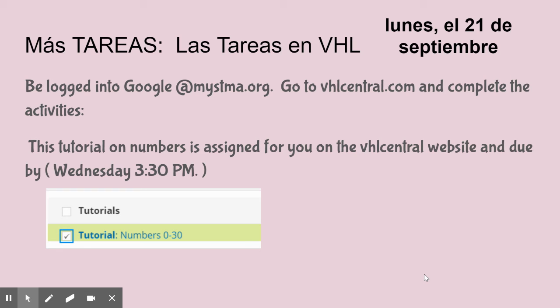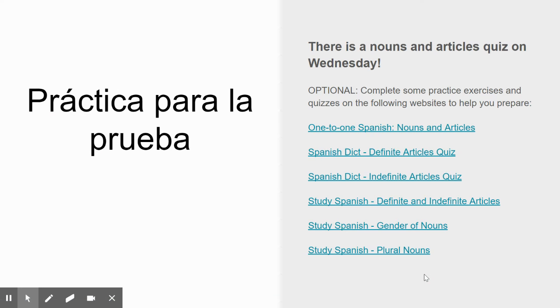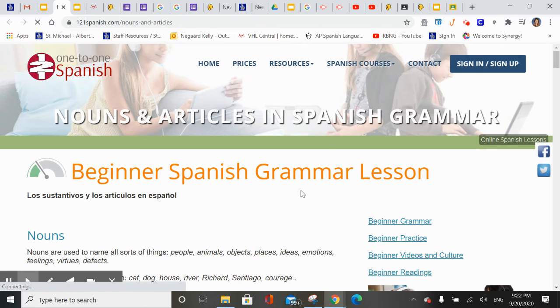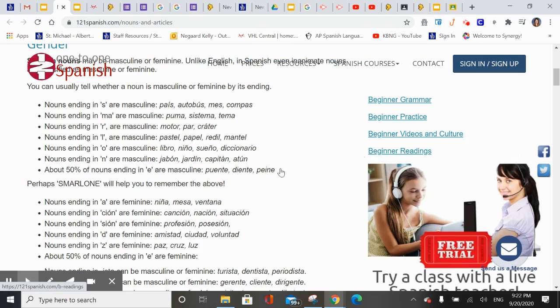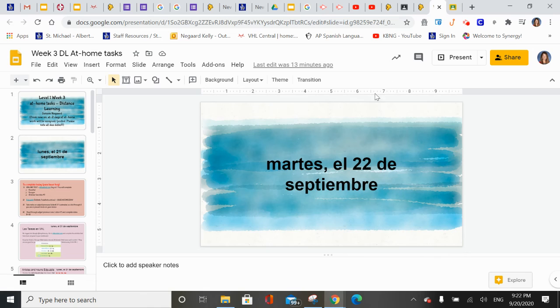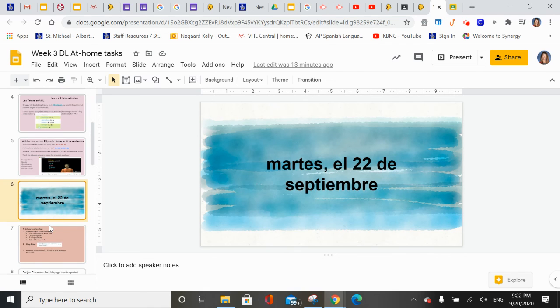And so let's see. Don't forget, again, to do the tutorial. These are things that are due Wednesday, the 3:30. Don't forget the tutorial as well. Okay. Now, if you need a little bit of extra practice, here's a nouns and articles quiz for the quiz that's due on Wednesday. These are all optional. You can click on any of them like this, and it's going to bring you to some kind of cool activities. Let's see if I can get down here. They have a bunch of examples. But if you go back to, let's see if I can get there again. Sorry.